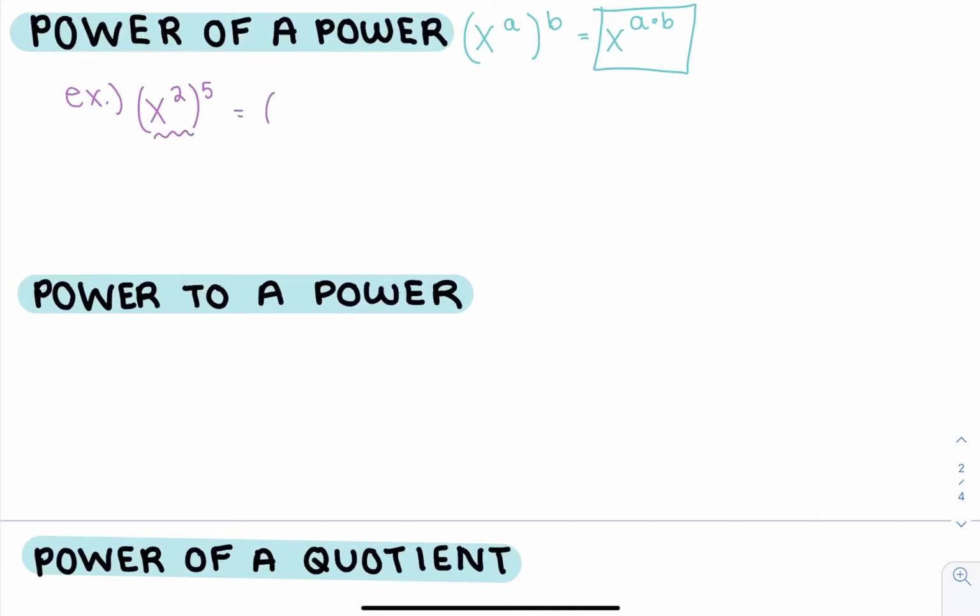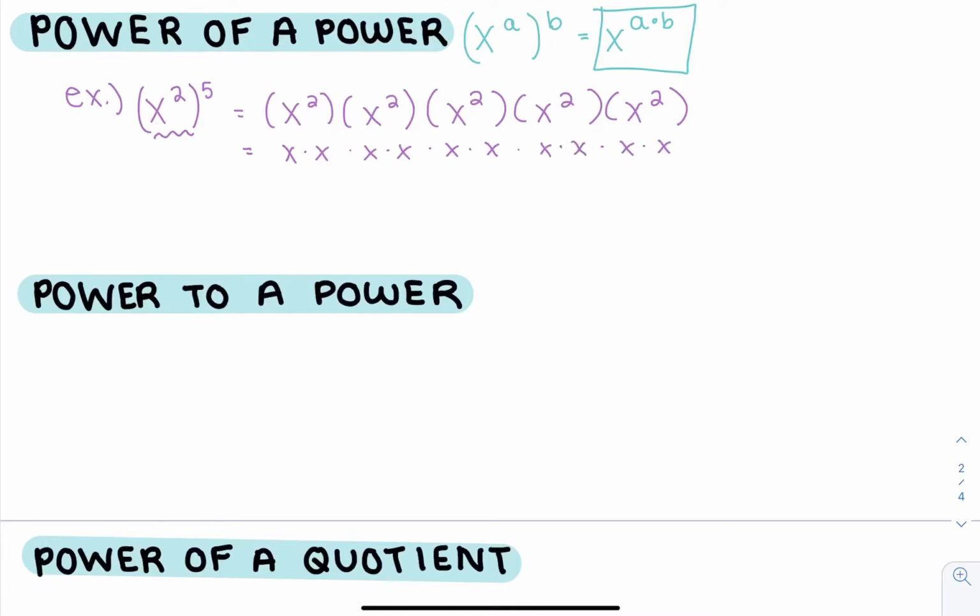So this is like x squared times x squared times x squared times x squared times x squared. Now, I know x squared is really x times x. So this is x times x times x times x times x times x times x times x times x times x. So now how many times am I multiplying by x? It's really 10 times. So this is x to the 10th.